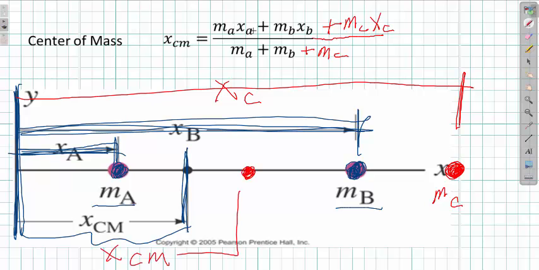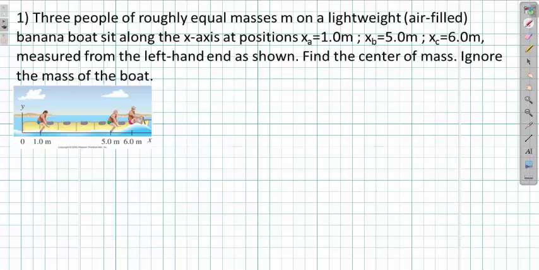Okay, so let's hit a problem real quick. 3 people of roughly equal masses, M, on a lightweight air-filled banana boat sit along the x-axis at positions 1 meter, 5 meters, and 6 meters, measured from the left hand as shown. Find the center of mass and ignore the mass of the boat.